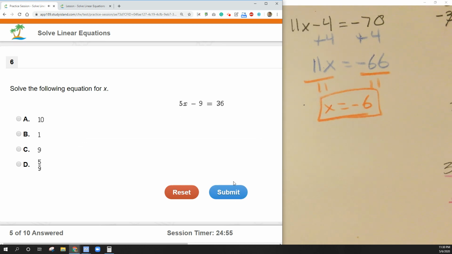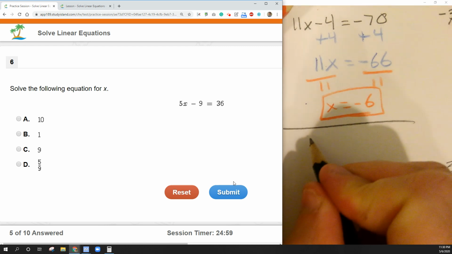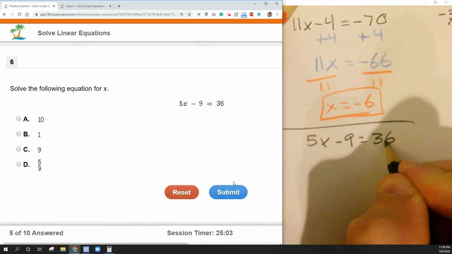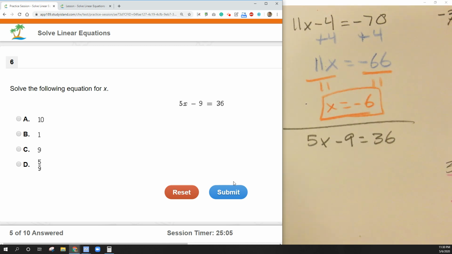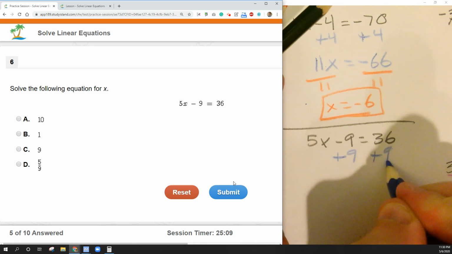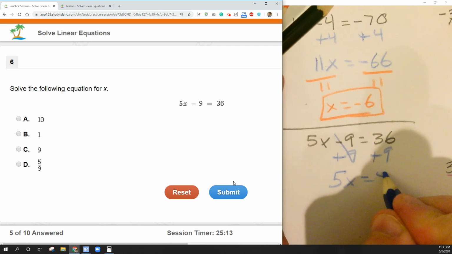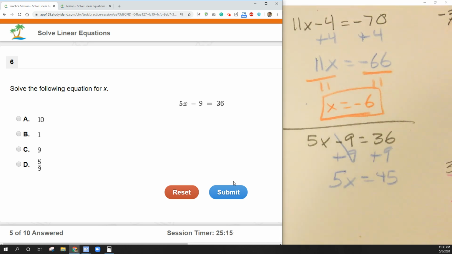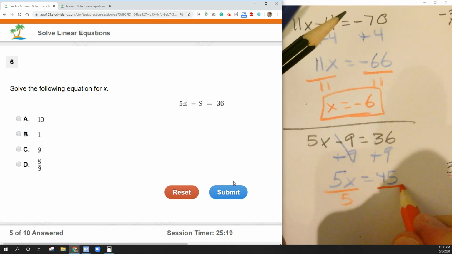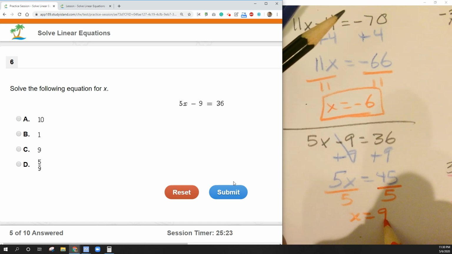Next up, 5x minus 9 equals 36. Let's do another one. Do it right here. 5x minus 9 equals 36. Go ahead and add 9 to both sides. 5x then is what's left, equals 45. Divide both sides by 5, because I don't want 5x, I want 1x. And I get my 1x equals 45 divided by 5, which is 9.